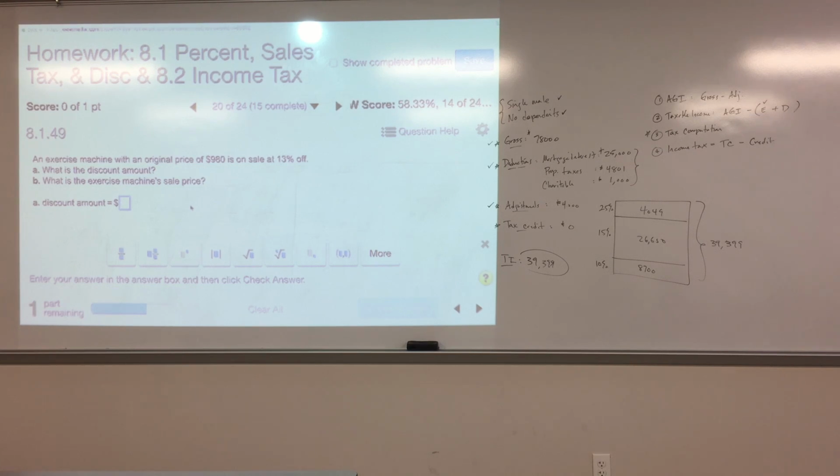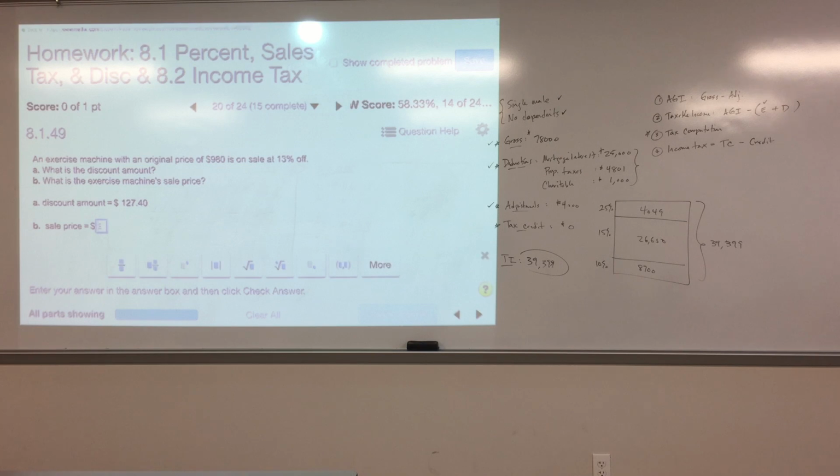So 980 times 0.13. What is that? 127.40. Yep. Perfect. Now, are we going to add 127.40 to 980? You're going to subtract it because this is a discount. We're taking a discount on it as opposed to adding that to the price. It's not a markup. So what is the total price?